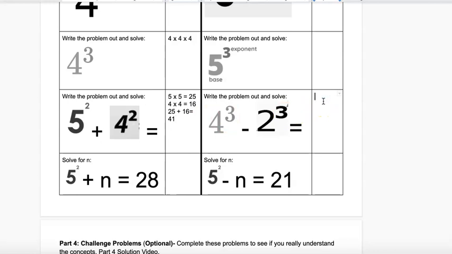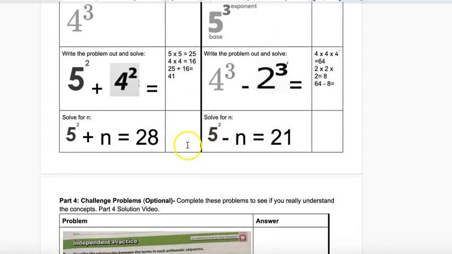So same thing here, you're going to do 4 to the third, 4 times 4 times 4. Get that solution, take 2 to the third, 2 times 2 times 2. Get that solution, and then you'll plug them in. So 4 times 4 times 4 is 64, and then that's 8. So this becomes 64 minus 8, and you can solve from there.